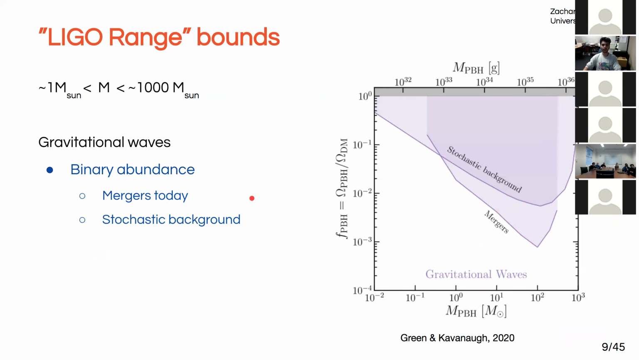So finally, the namesake of the LIGO range bounds is that we could see these black holes with gravitational waves. And in particular, what needs to happen is if these primordial black holes form binaries efficiently near when they're formed in the early universe, then some of them will merge today, and we would be able to see that. And we can predict how many mergers that would be or what the stochastic background of these mergers would look like. And we don't see it, and so we can place a limit. And so this relies heavily on the early universe because you need these binaries to actually form.